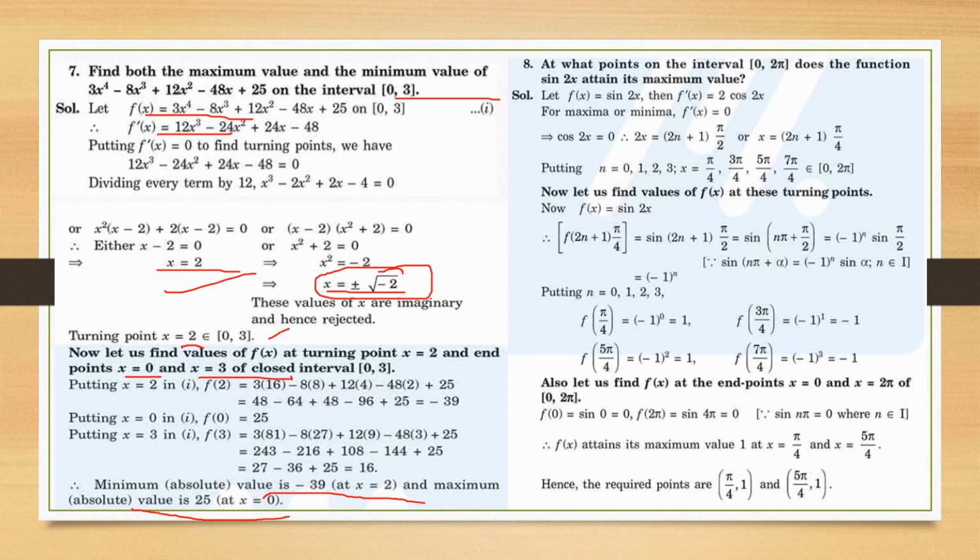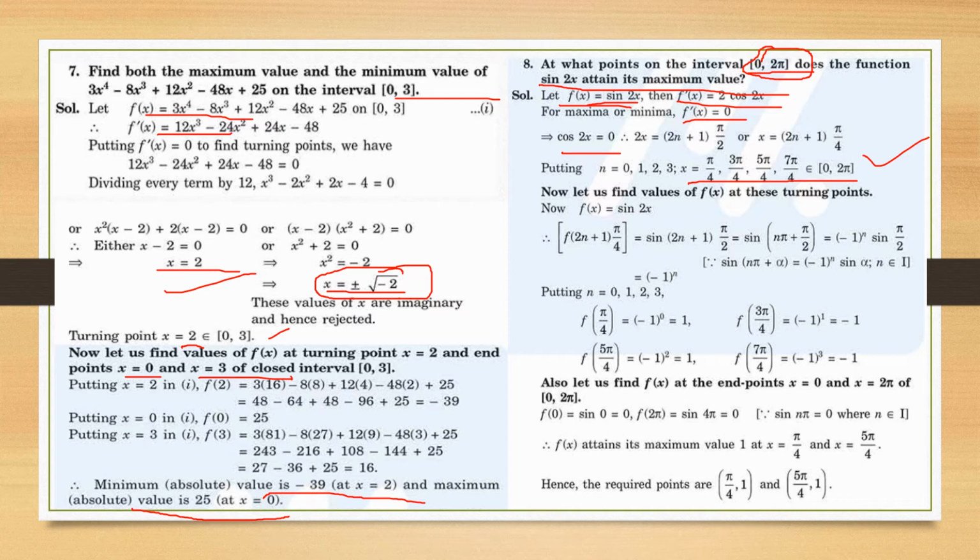At what points on the interval does the function attain its maximum value? This is my function, this is the derivative. The critical points are found by putting it equal to 0. I have to take all the critical points between 0 and 2 pi, so I'll get these 4 points, all of which belong to this interval.